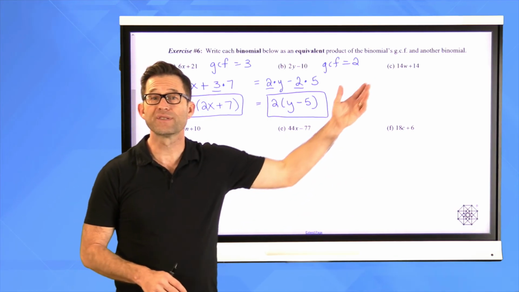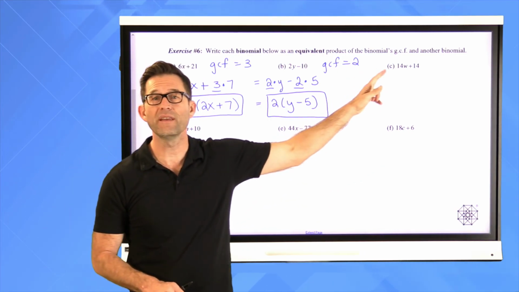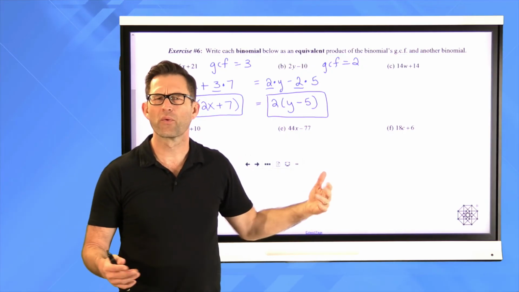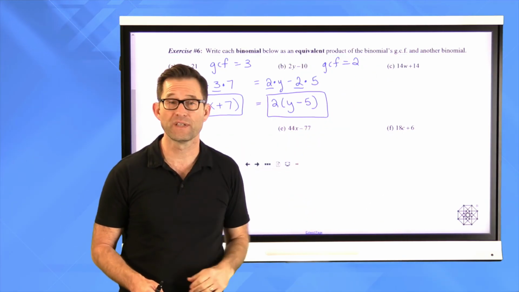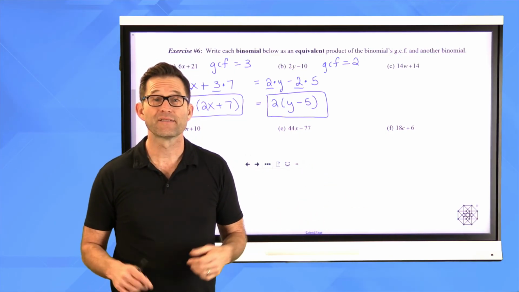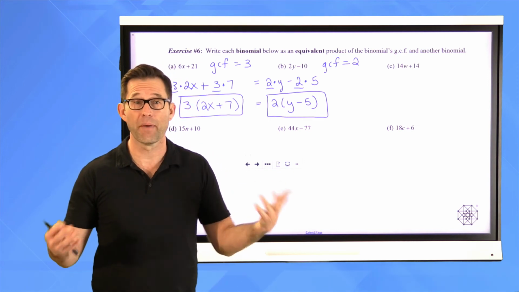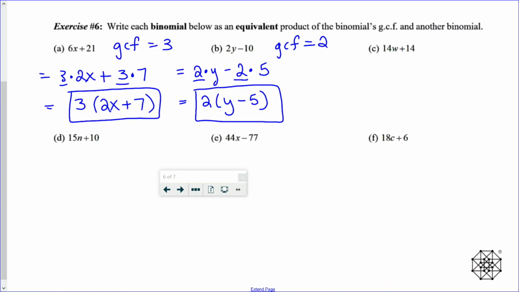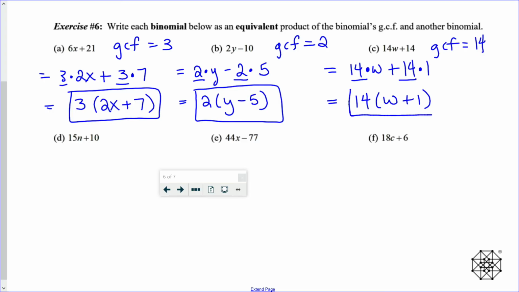All right, ironically, letter C might be one of the more challenging ones. We've got 14w plus 14. So what we're really doing is thinking about the number 14 and the number 14. The greatest number that divides into both 14 and 14 is 14, which is sounding really repetitive after a while. So in this case, our GCF is equal to 14. That means we've got 14 times w plus 14 times 1, and we can rewrite this as 14 times w plus 1.